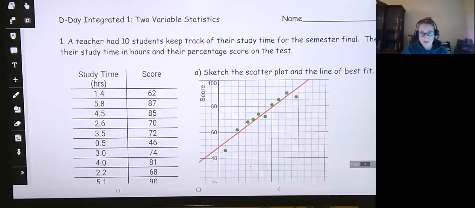So this is the second video on the chapter for D-Day. This is on the non-scatter plot problem. So this is on page 2 and on.